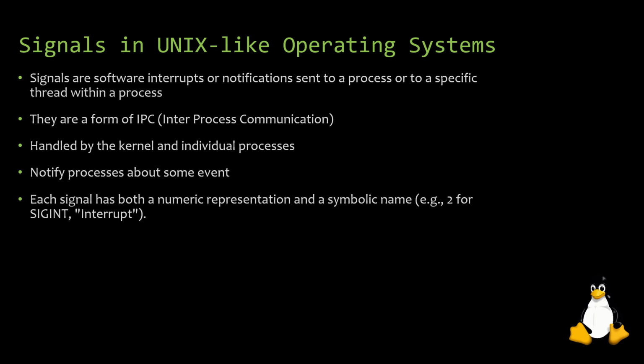Let's talk about signals in Unix-like operating systems. Signals are software interrupts or notifications which are sent to a process or to a specific thread within a process. They're a form of IPC, which is inter-process communication. Signals are handled by the kernel and individual processes. They notify processes about some event. Each signal has both a numeric representation and a symbolic name. For example, the signal SIGINT has the numeric representation 2 and it's used for interrupts.